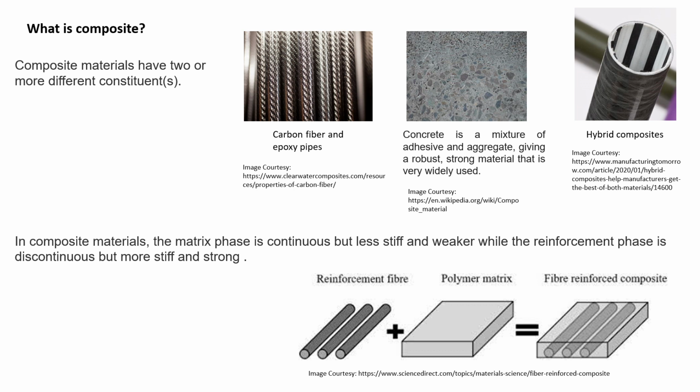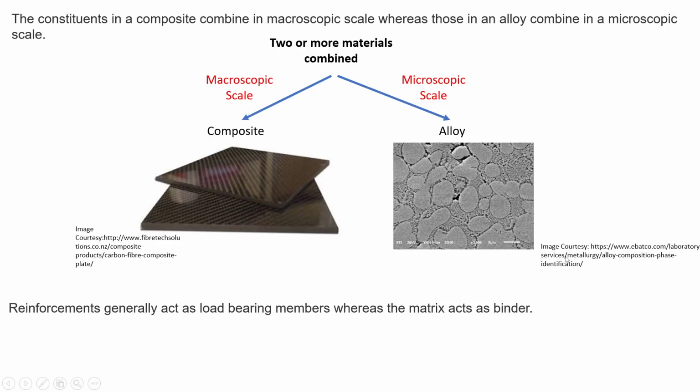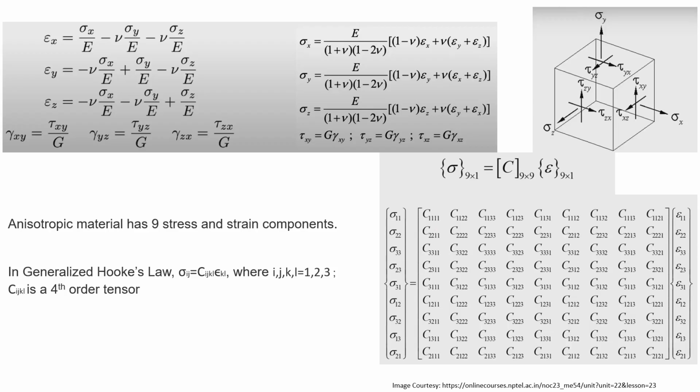Now in a composite material, the matrix phase is continuous but less stiff and weaker, while the reinforcement phase is discontinuous but more stiff and strong, as you can see in the diagram. The constituents in a composite combine in macroscopic scale, whereas those in alloy combine in a microscopic scale. Two or more materials combine. When in macroscopic it becomes composite, and in microscopic it becomes alloy. Reinforcements generally act as load-bearing members, whereas the matrix acts as binder.